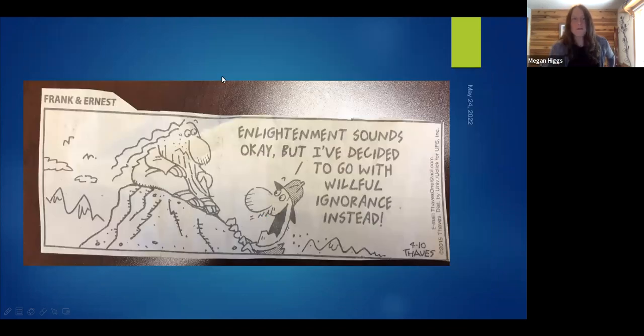This is a Frank and Ernest cartoon that I just happened to cut out of the paper, but it always makes me laugh, so I like to put it in when I'm talking about Herb's book. "Enlightenment sounds okay, but I've decided to go with willful ignorance instead." Sometimes that's how I feel each day at work.